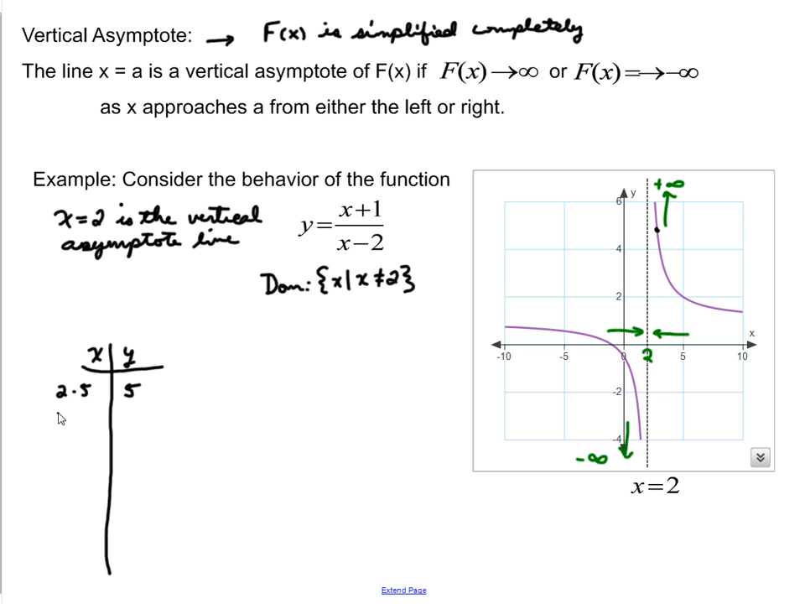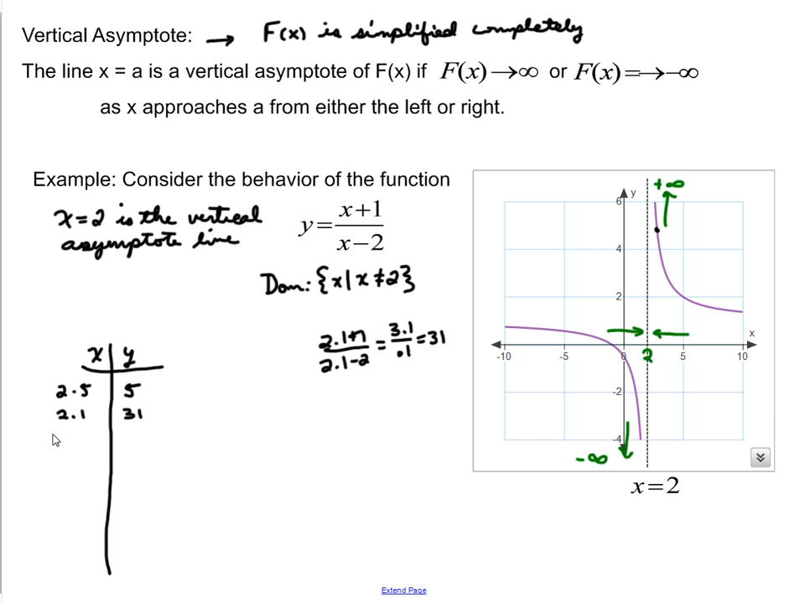If we put in a number that's a little bit closer, let's say 2.1, what's going to happen? Well, it's going to be 2.1 plus 1, so that's 3.1, divided by 2.1 minus 2, that's 0.1. I can work that out right here. That's like saying 3.1 divided by 0.1. I'm going to get 31.